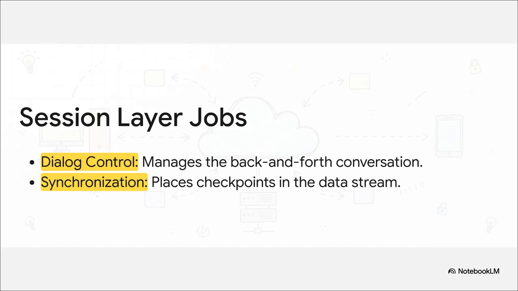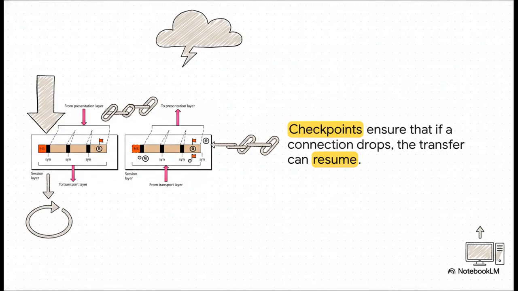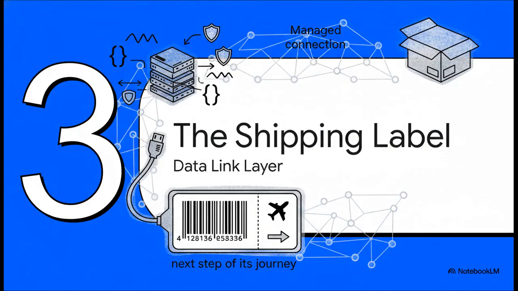The second is synchronization, and this is a really clever feature. It basically drops checkpoints into the data stream as it's being sent. Now, why is that a big deal? Well, imagine you're downloading a massive file and your Wi-Fi cuts out. You do not want to start that download all over again from the very beginning. These checkpoints, or SYN points, allow the transfer to just pick up right where it left off. It's an absolute lifesaver.